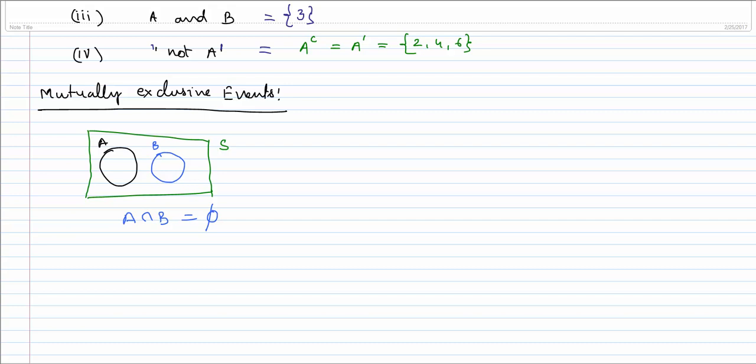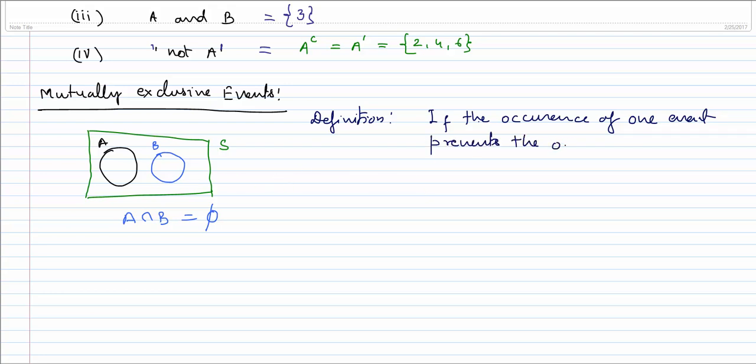Or in another way, by definition, we can say if the occurrence of one event prevents the occurrence of all other events, then the events are said to be mutually exclusive.